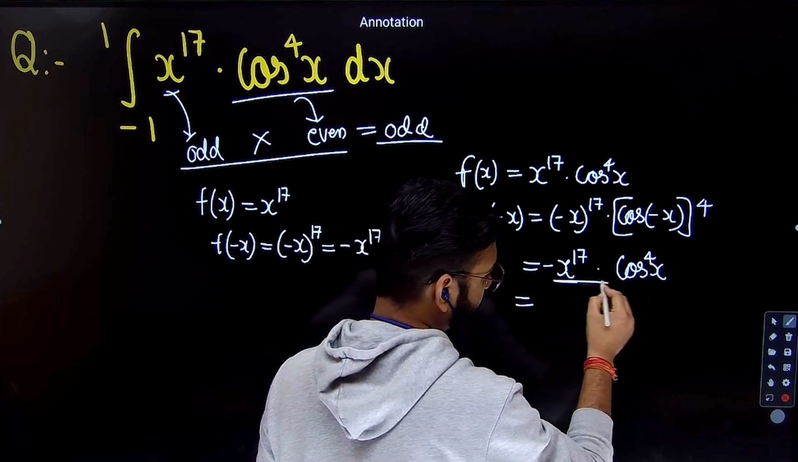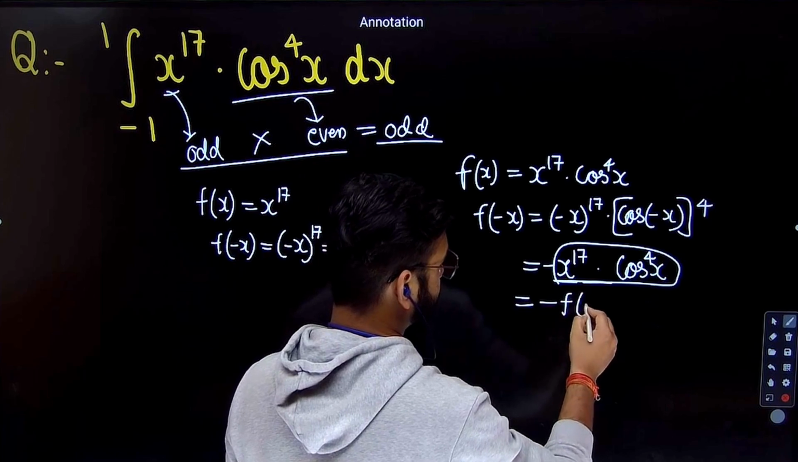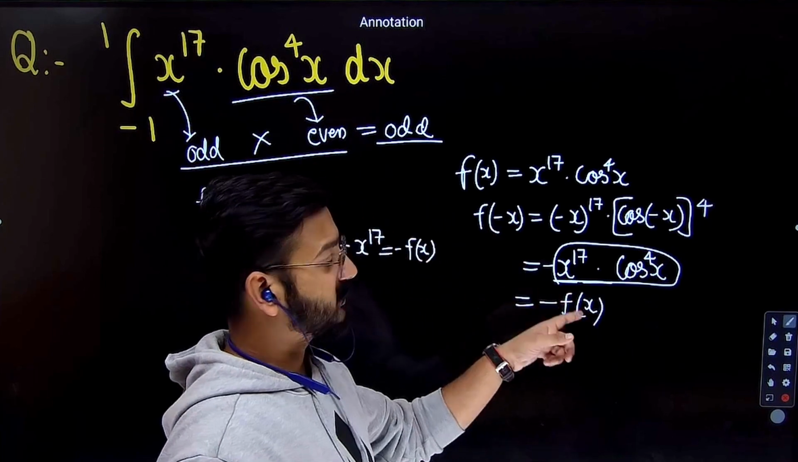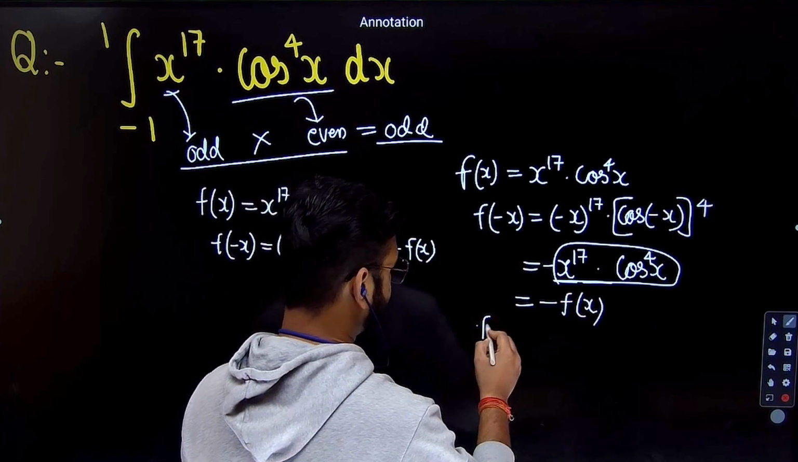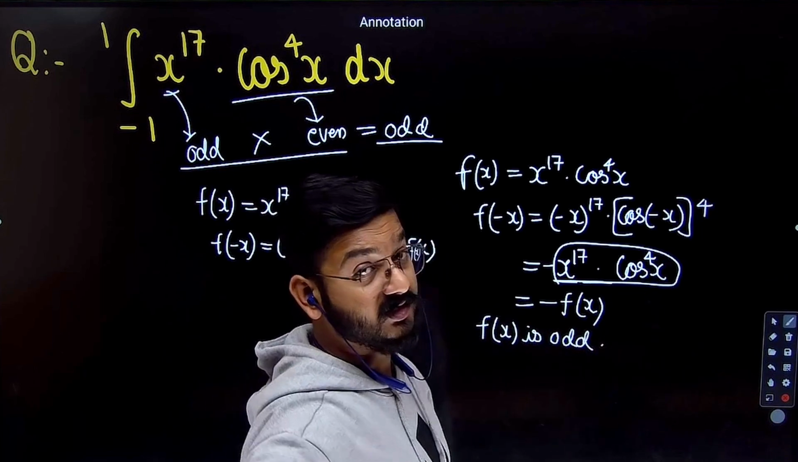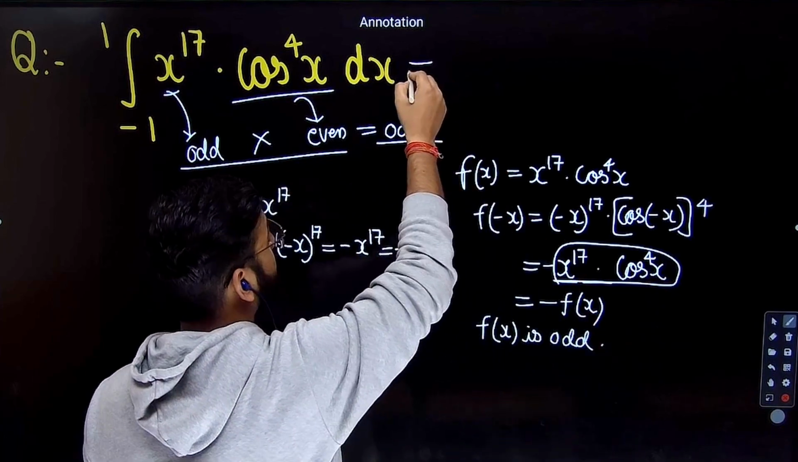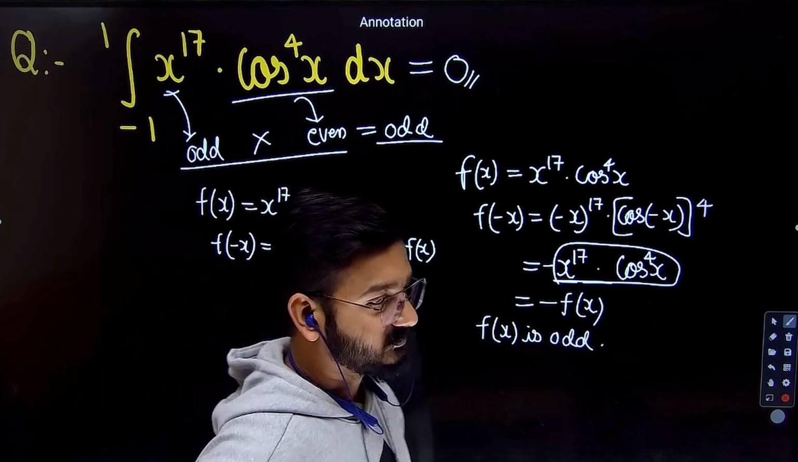So what is this? Only this much is our original function. So f of minus x is equal to minus f of x. It means f of x is odd. And the integration of an odd function from minus a to plus a is 0. Our final answer is 0.